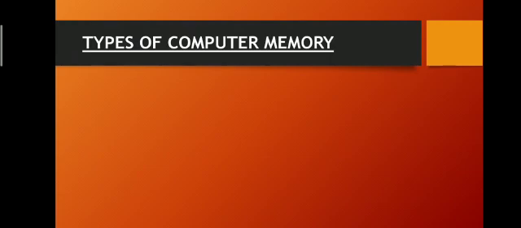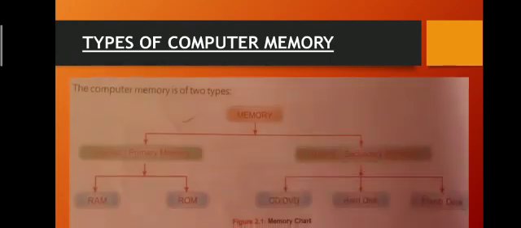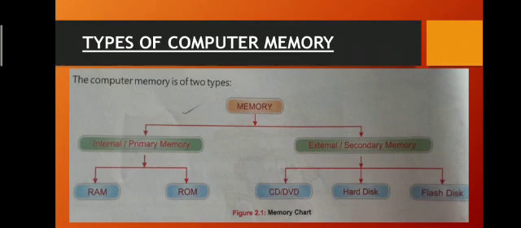Now next we are going to study about the types of computer memory. So children, basically there are two types of computer memory. The first one is the internal memory, which is also known as primary memory. The second one is external memory, which is also known as secondary memory. Then this primary memory is further divided into two parts. The first one is RAM and the second one is ROM. The examples of secondary memory are CD or DVD, hard disk, and flash drive.